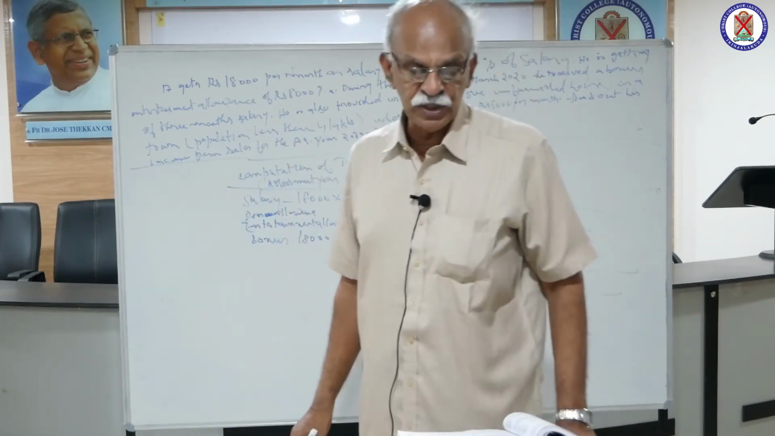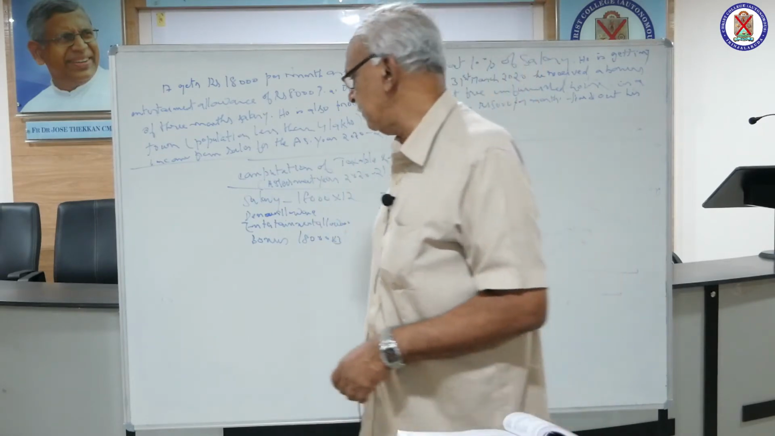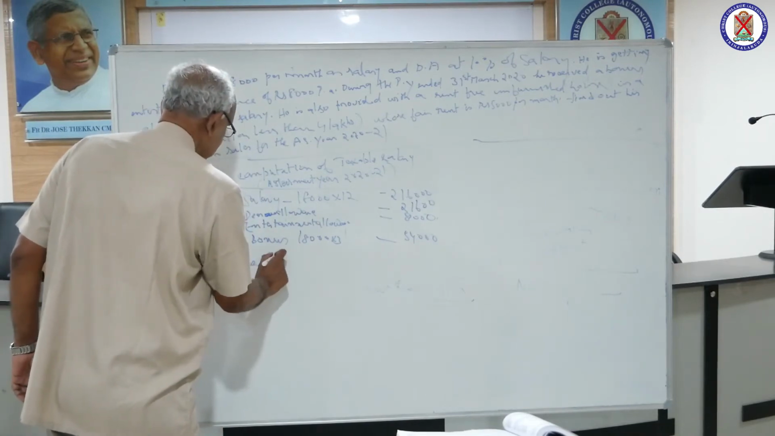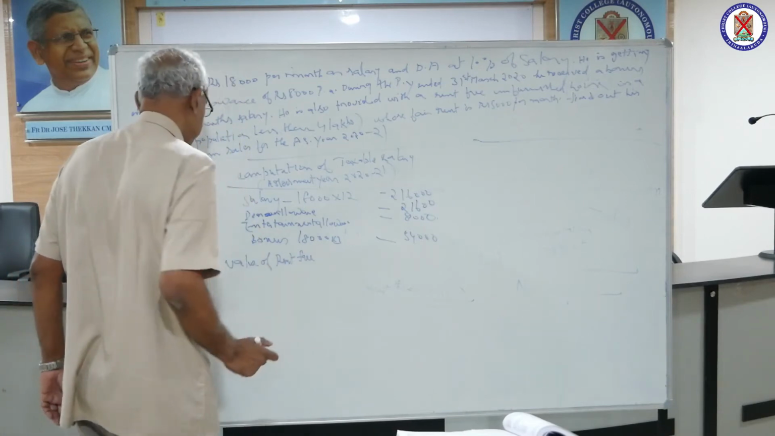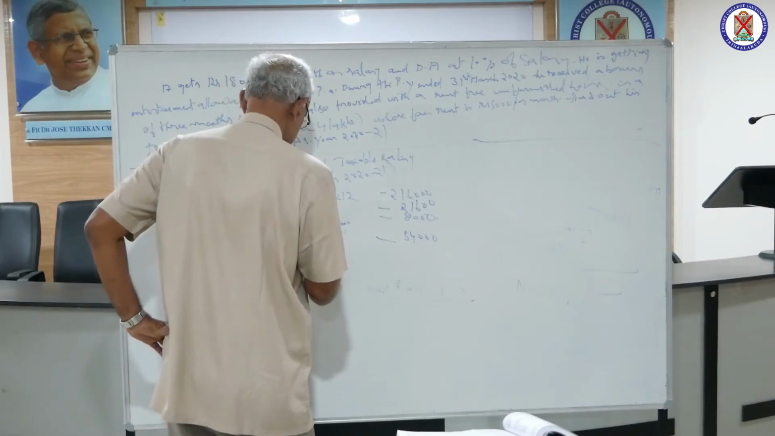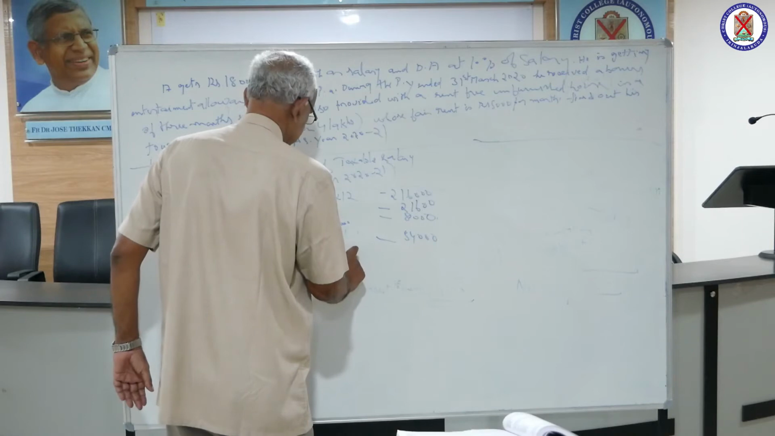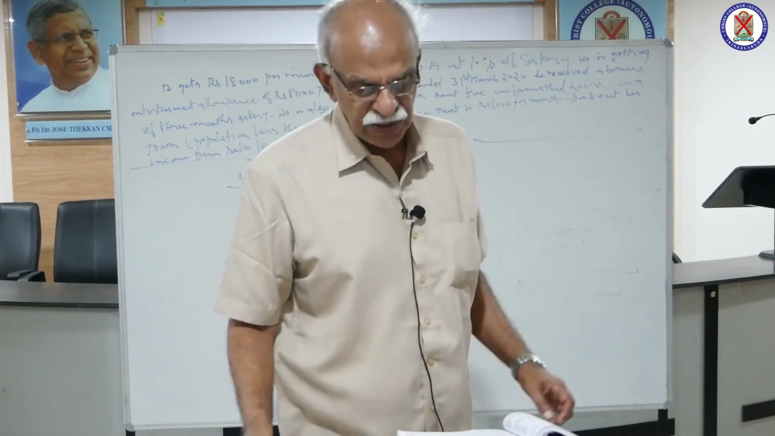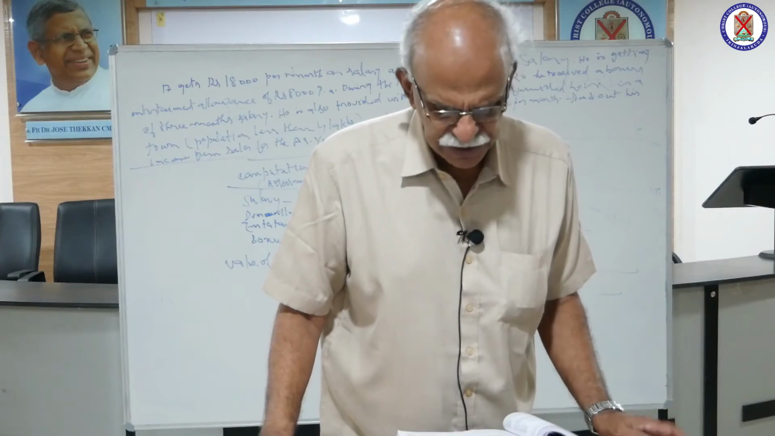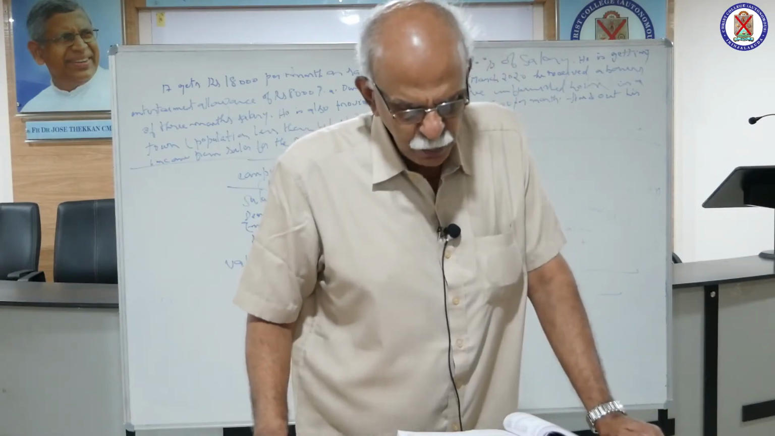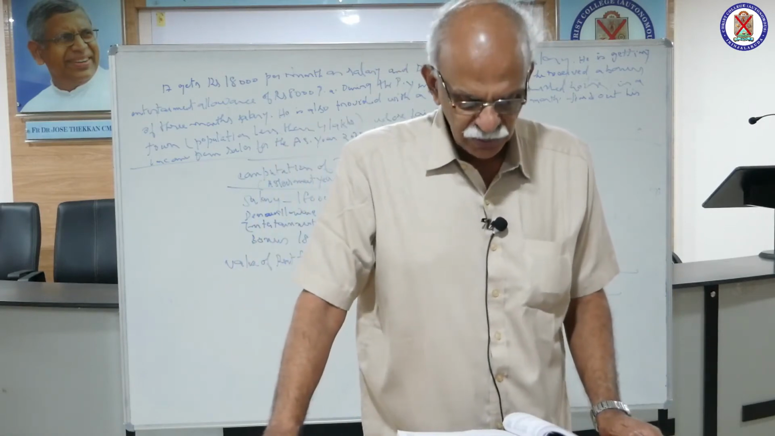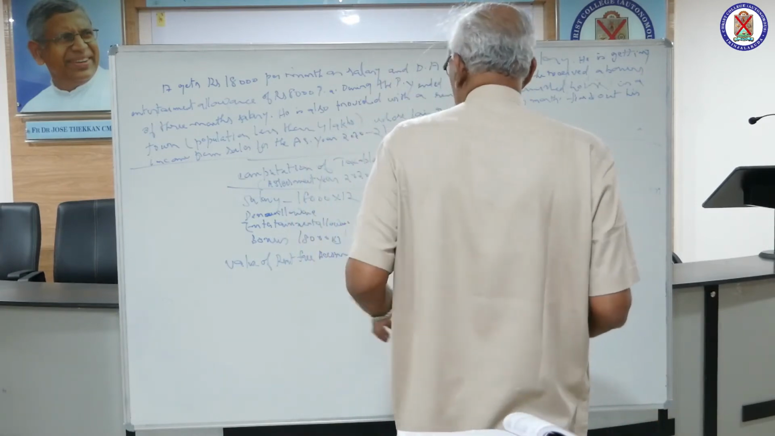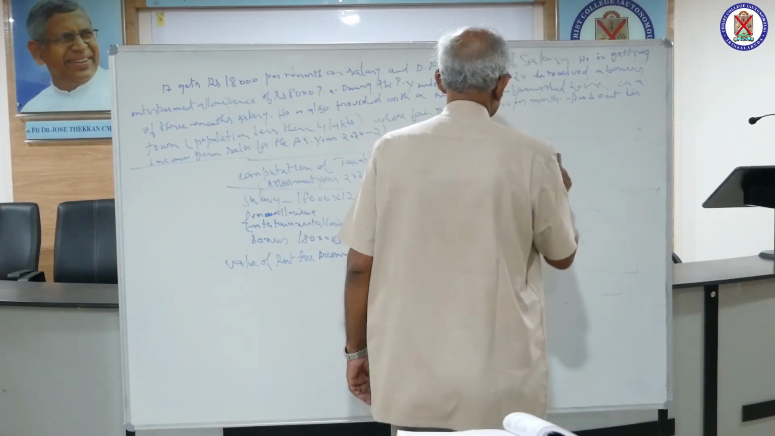Now the value of rent-free accommodation. Here the house is unfurnished accommodation situated where the population is less than 4 lakhs. So you have to take it as 7.5% of salary, as the population is less than 10 lakhs.